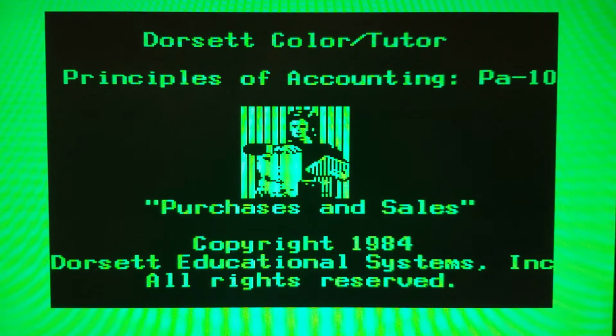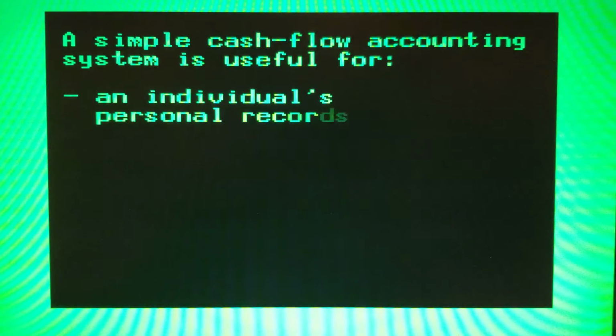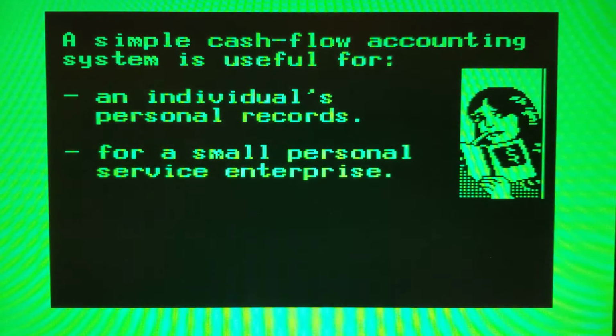This is your 10th program in the series on the principles of accounting. A simple cash flow accounting system is useful for an individual's personal records or for a small personal service enterprise.